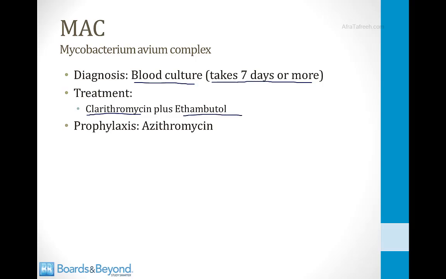But the more important thing to do is prevent a MAC infection, and the prophylaxis is azithromycin. This drug is given to HIV patients when their CD4 count falls below 50, and the reason you add this on to their regimen when their CD4 count gets low is to prevent Mycobacterium avium infections.